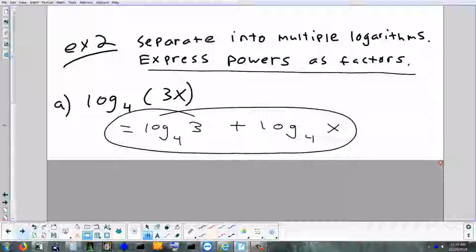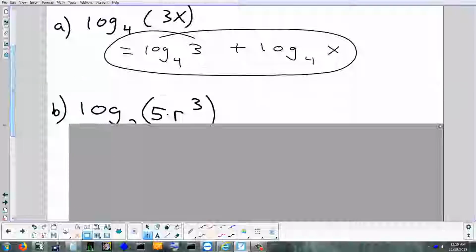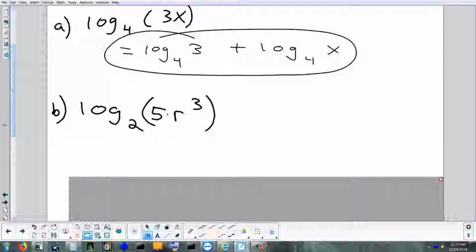Any questions on that? I mean, you get a little bit harder, but that's pretty much the general idea. You're separating it out. Let's try this one. So log base 2 of 5 times r cubed.